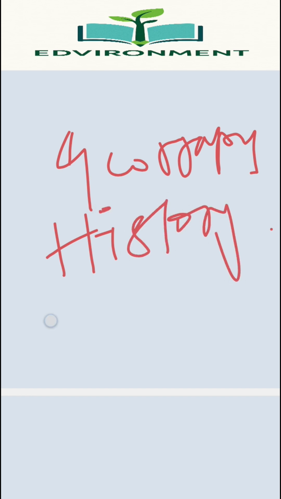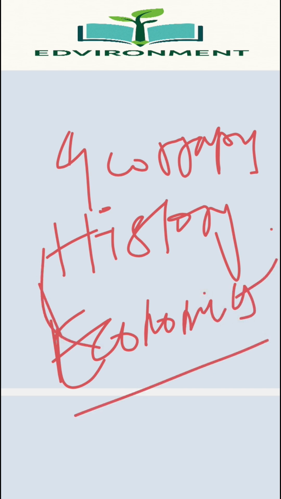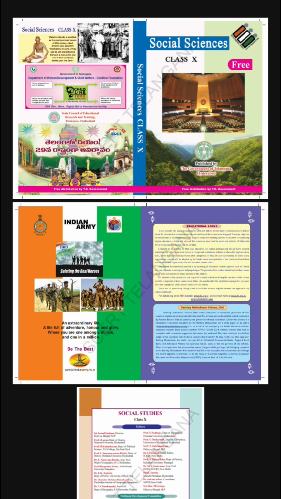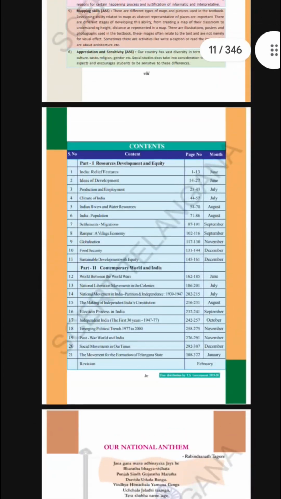So we will see some of the chapters which are coming under geography, history and also economics. We will see all these three different groups or blocks, and how the chapters are arranged in them. When it comes to the 10th class textbook, you can see there are different chapters which are arranged based on the different blocks.